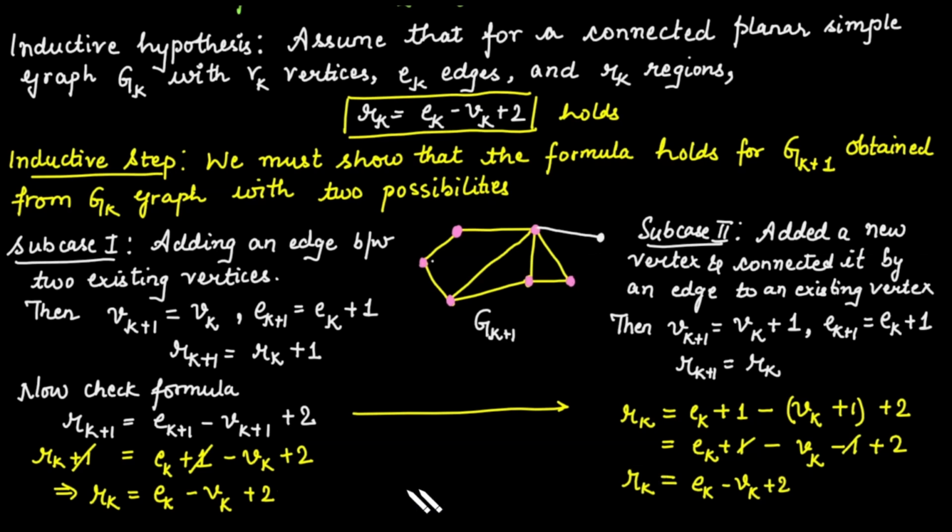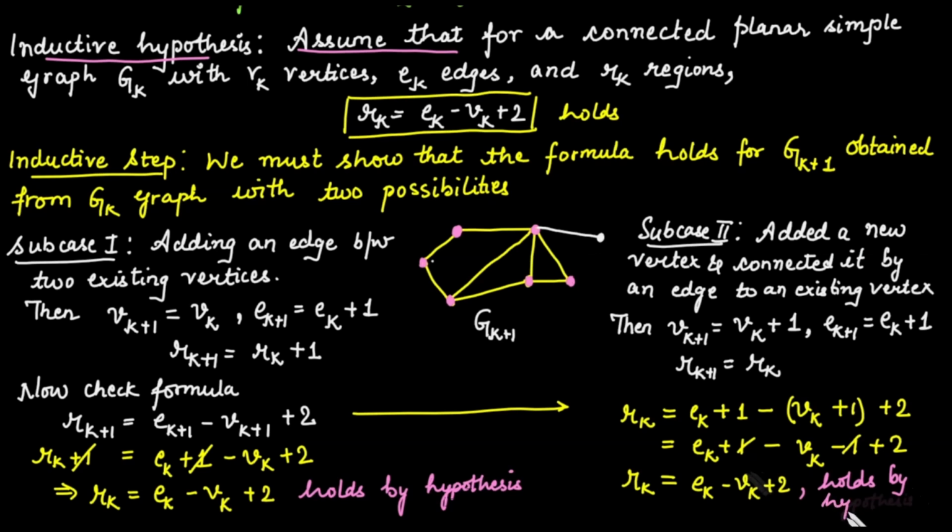In both the cases, we are getting the same form. Whether this form is true? Yes. How? By the inductive hypothesis. In the inductive hypothesis, we have already assumed that this result holds. And here we can write, this holds by hypothesis. And similarly, we can write this result holds by hypothesis. If this result holds, it means the formula for the GK plus 1 graph is also true.